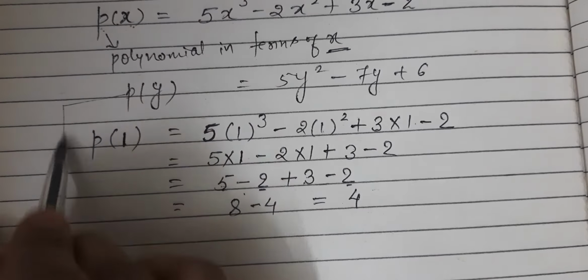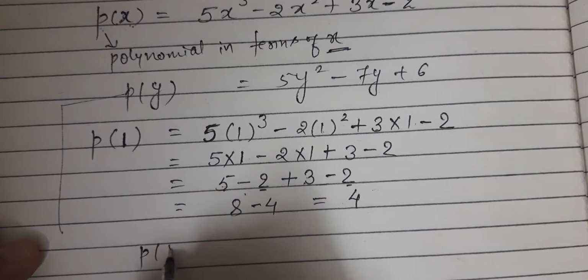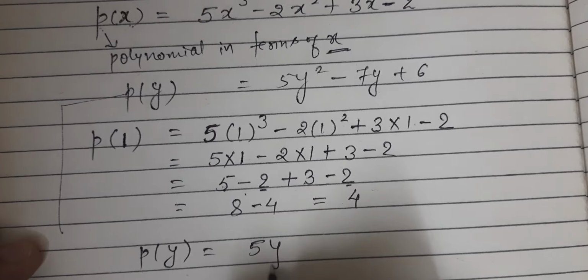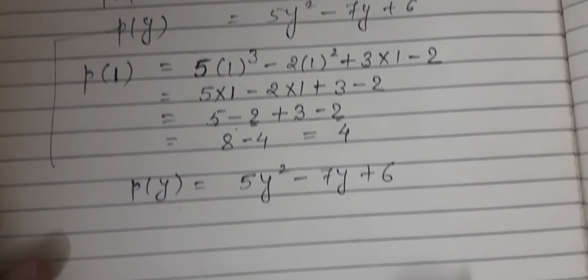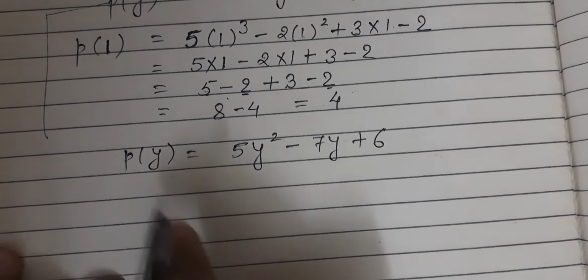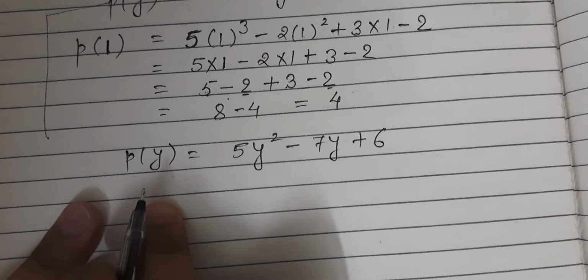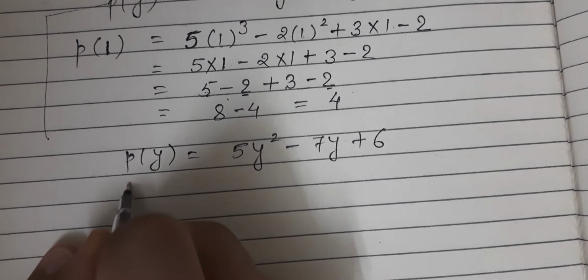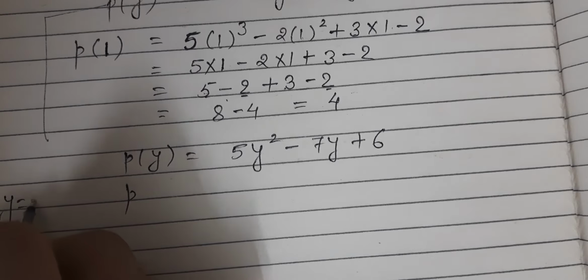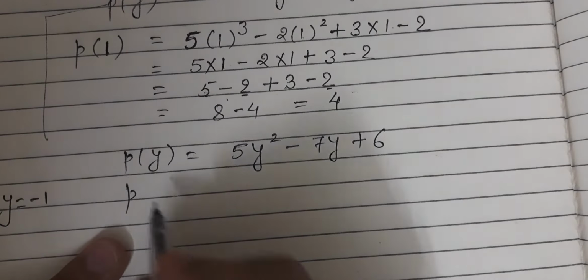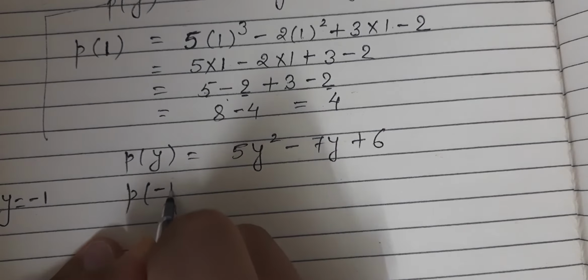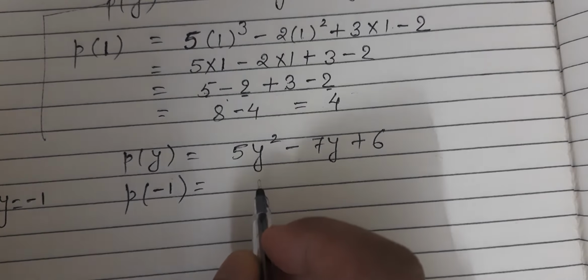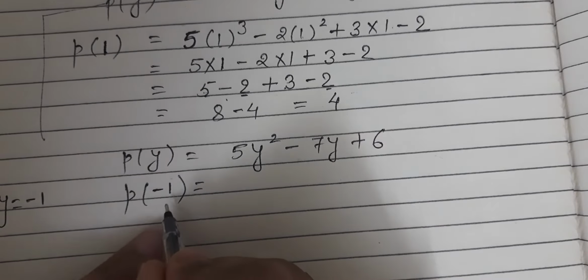Suppose the second polynomial, p of y, 5y square minus 7y plus 6. Suppose if I say find the value of this polynomial at y equals to minus 1, then how to find? So we will put y equals to minus 1, we have to find the value. So how to find the value? So at the place of y, simply we will write minus 1. We will simply replace this y with this minus 1.